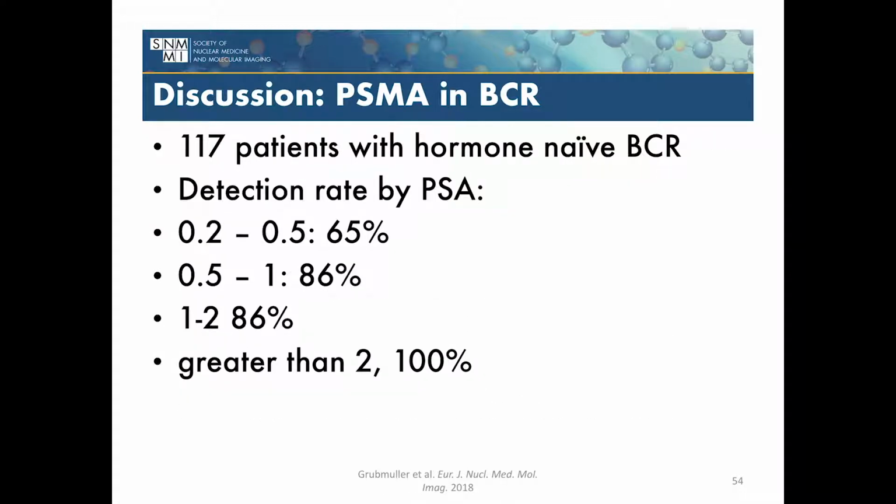Absolutely. So here's another study, 117 patients, hormone-naive biochemical recurrence. Here's showing the detection rates by PSA. From 0.2 to 0.5, you get 65%, 0.5 to 1, 86%, 1 to 2, 86%, and greater than 2, about 100%. My opinion is this probably is a little bit inflated, but I can tell you a little bit about my experience with detecting sites of recurrence.